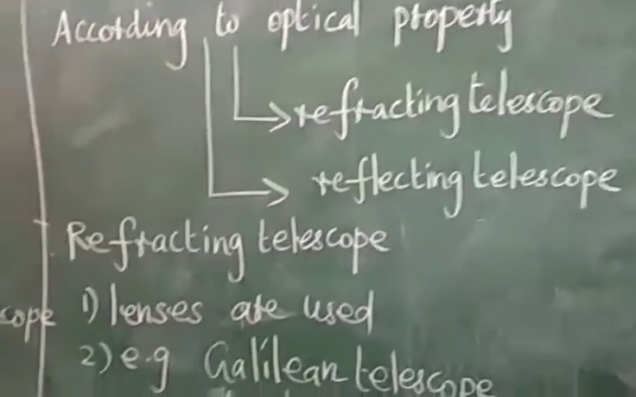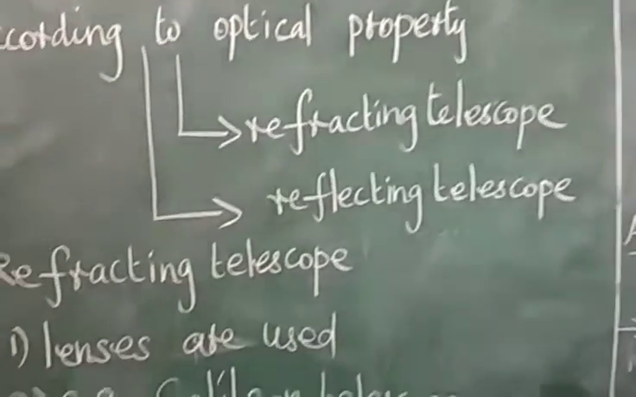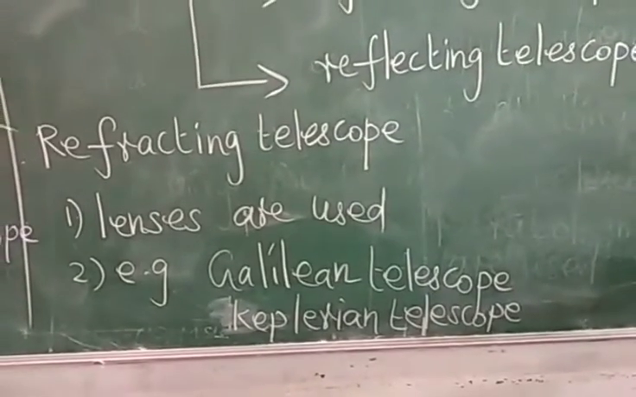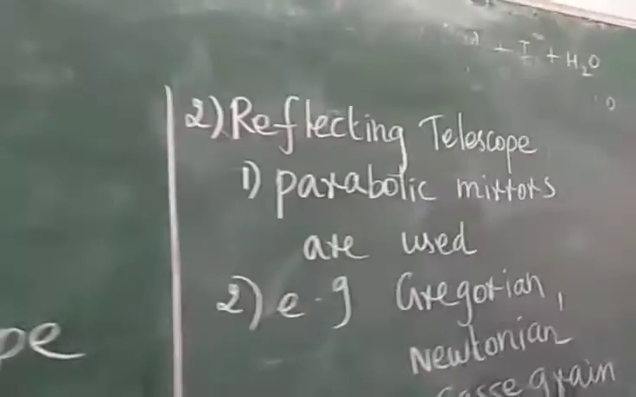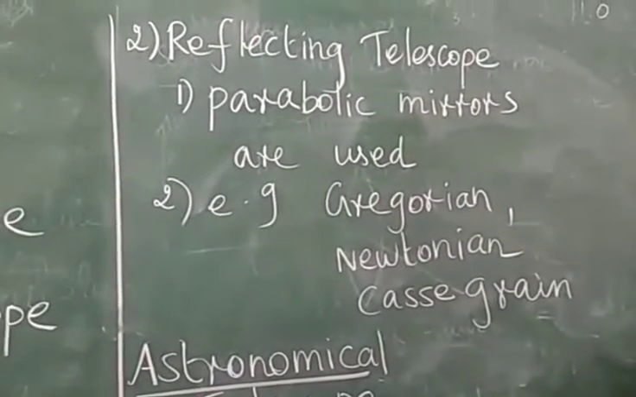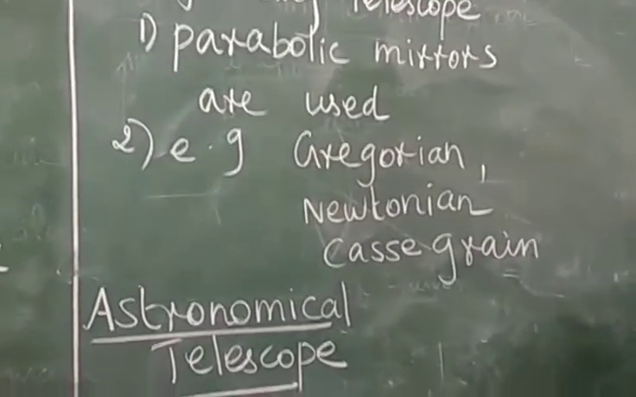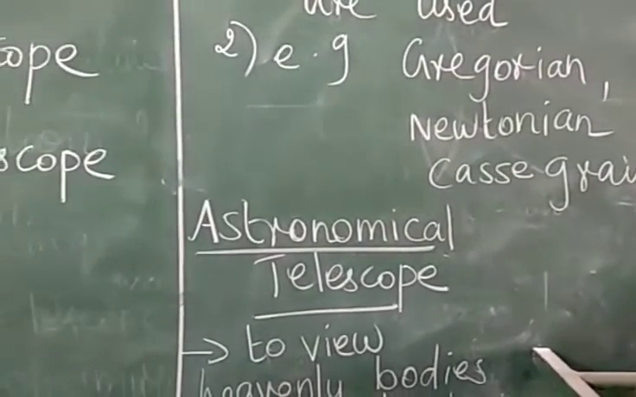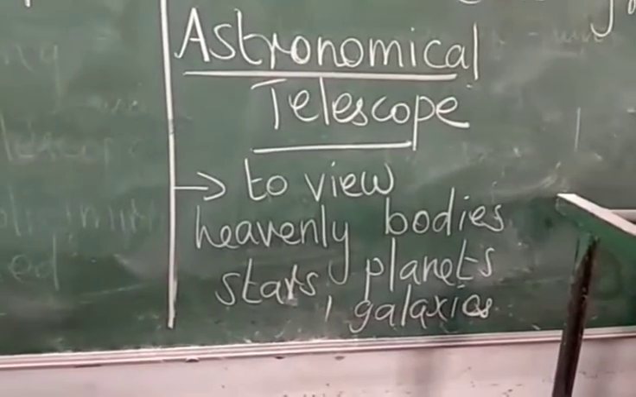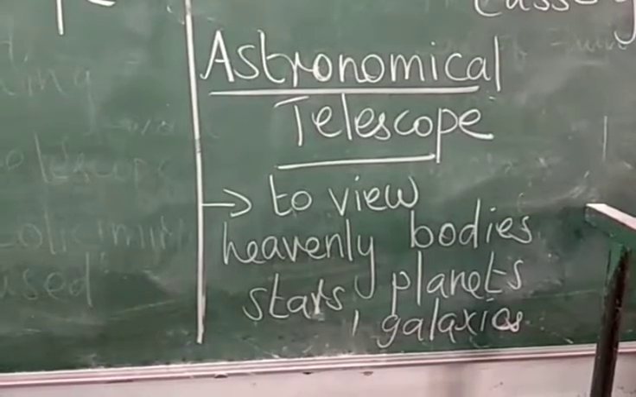What is the difference between the refracting and the reflecting telescope? In the refracting telescope, lenses are used, for example the Galilean telescope and Keplerian telescope. In a reflecting telescope, parabolic mirrors are used, for example the Newtonian and Cassegrain reflecting telescope. According to the things which are observed, there are astronomical telescopes and terrestrial telescopes. So what is an astronomical telescope? It is used to view heavenly bodies like stars, planets, galaxies and satellites.